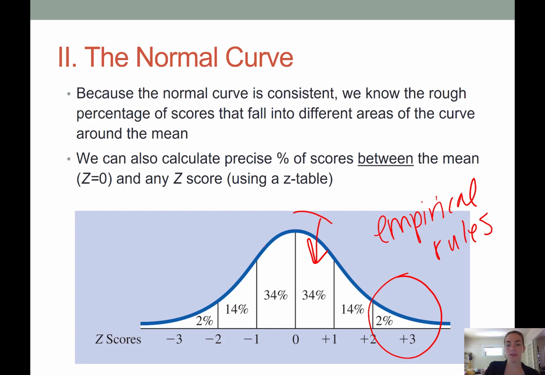Z-scores that are between +1 and -1, or in other words, scores that fall between 1 standard deviation below the mean and 1 standard deviation above the mean, are very likely. In fact, 68% likely.